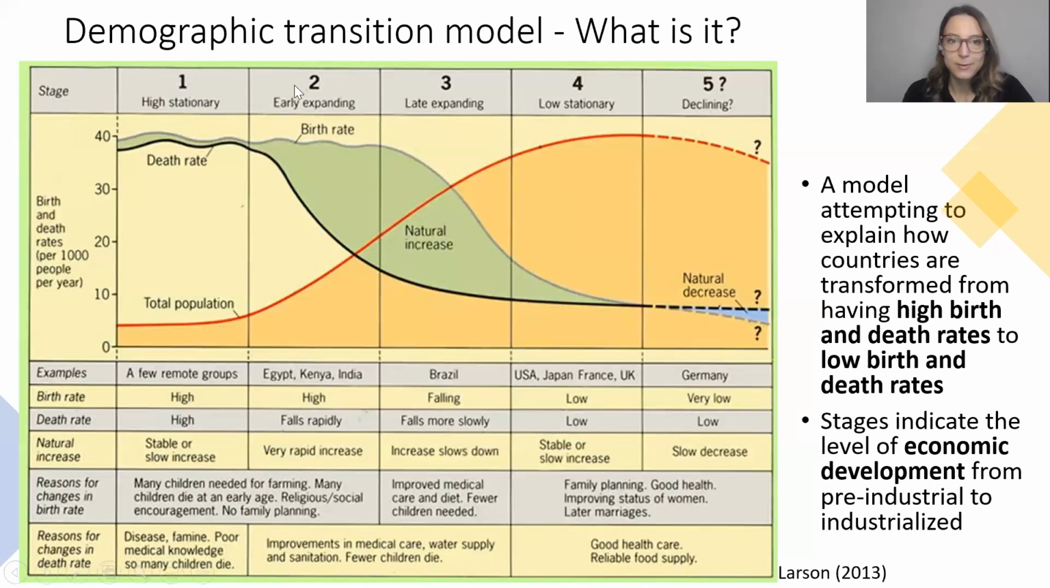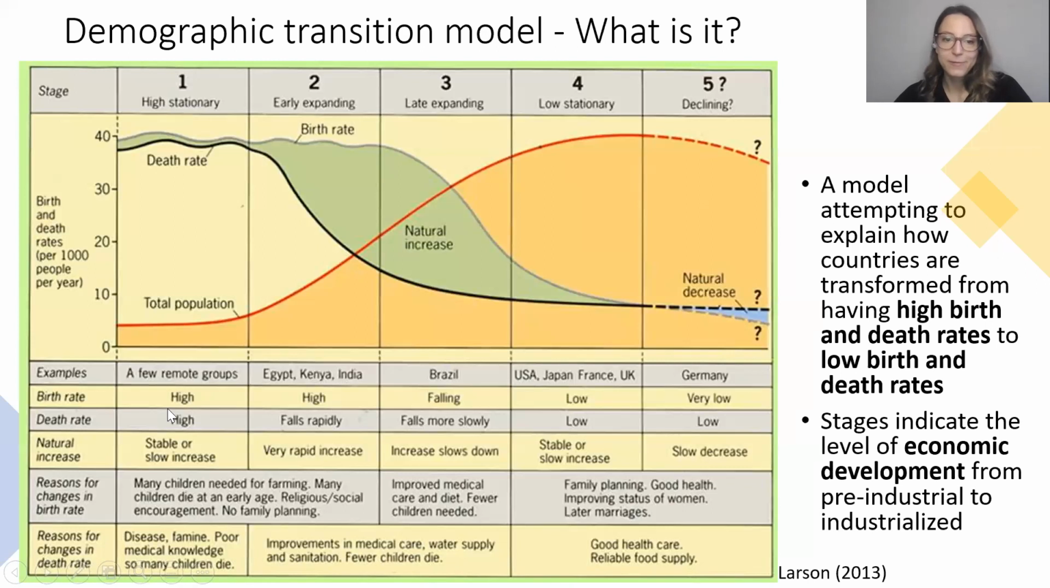So then we move on to the second stage of the model. This is called the early expanding stage. Now, what's interesting about this stage is that the birth rate is still really high, but this is where the mortality rate starts to drop off, and it drops off at a very rapid, exponential decrease. So why does this happen?